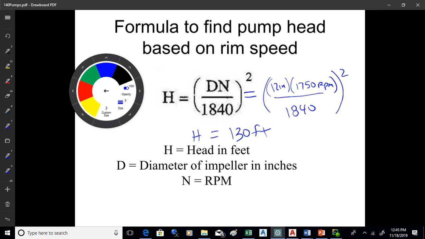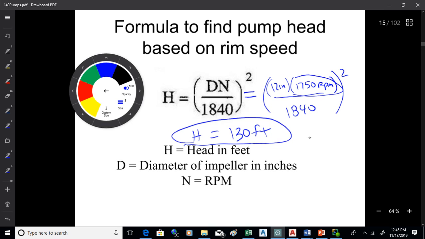Okay, so we're doing all right with that? Just some basic ballpark calculations here for some of this. So this particular pump that we have is going to deliver 130 feet of head at 1750 RPM.